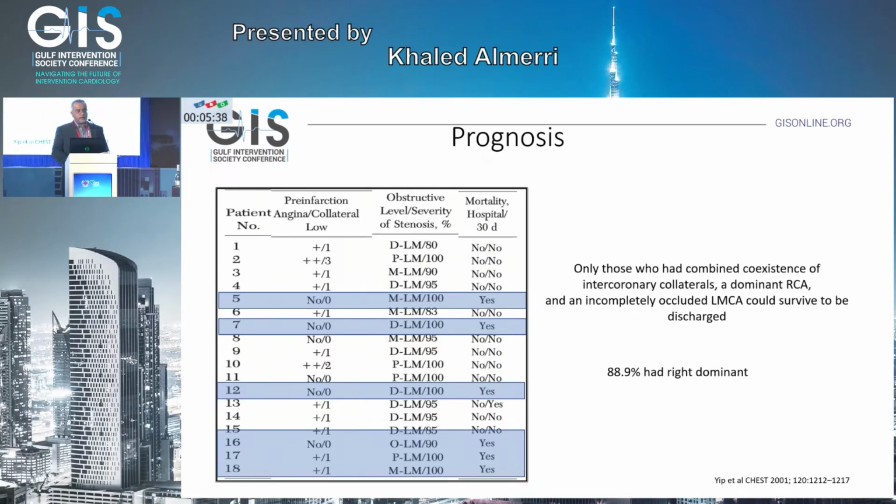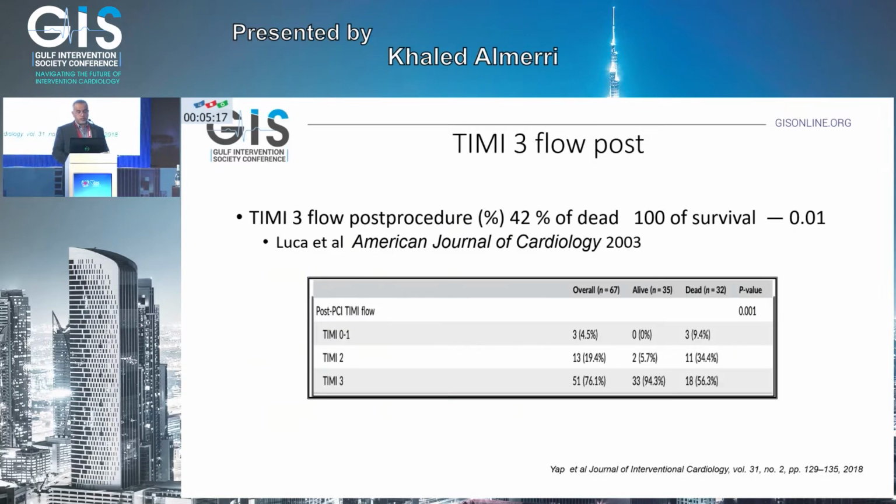Not only that, patients having collaterals, whether they have right dominance or if it is occluded. If you look here, if the patient has no coronary collaterals and has an occluded left main, almost everybody here dies. So collaterals are important and protective in this group of patients.